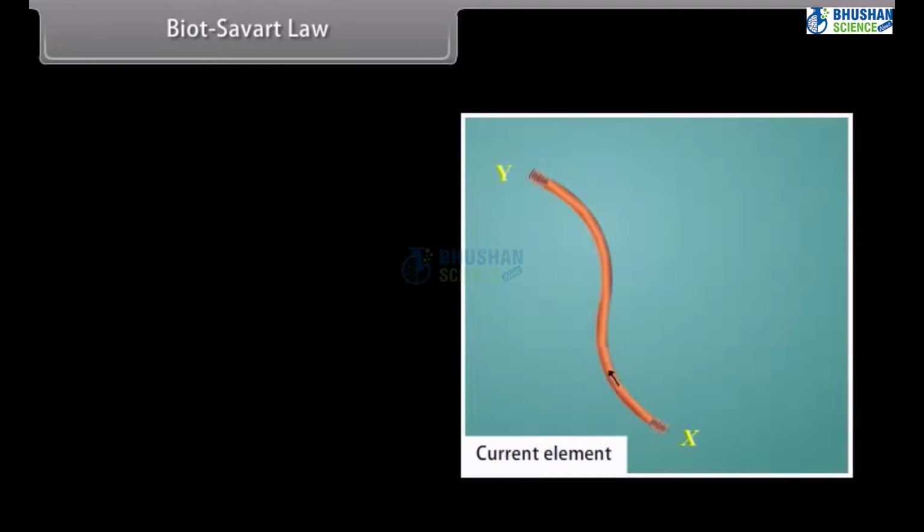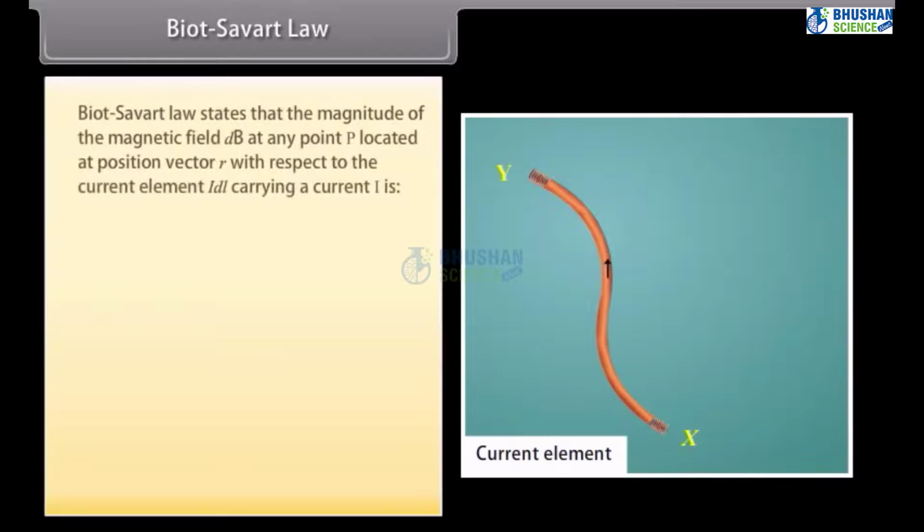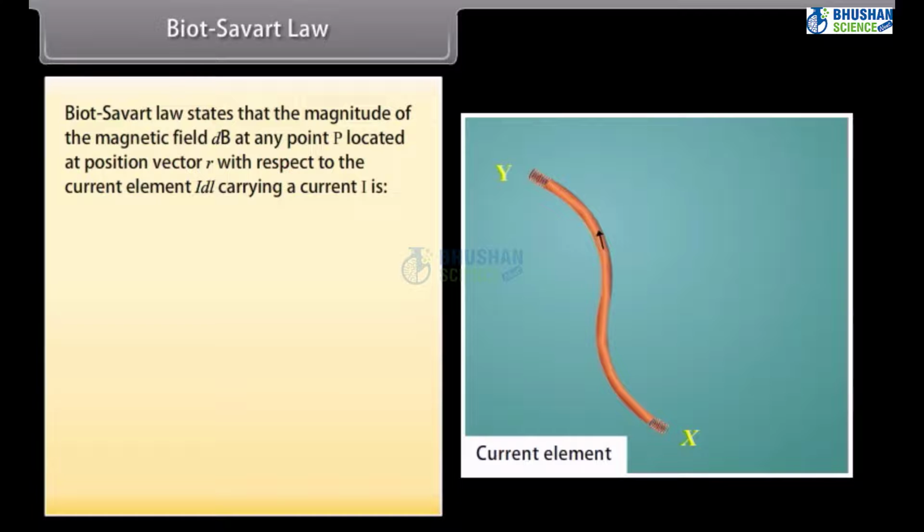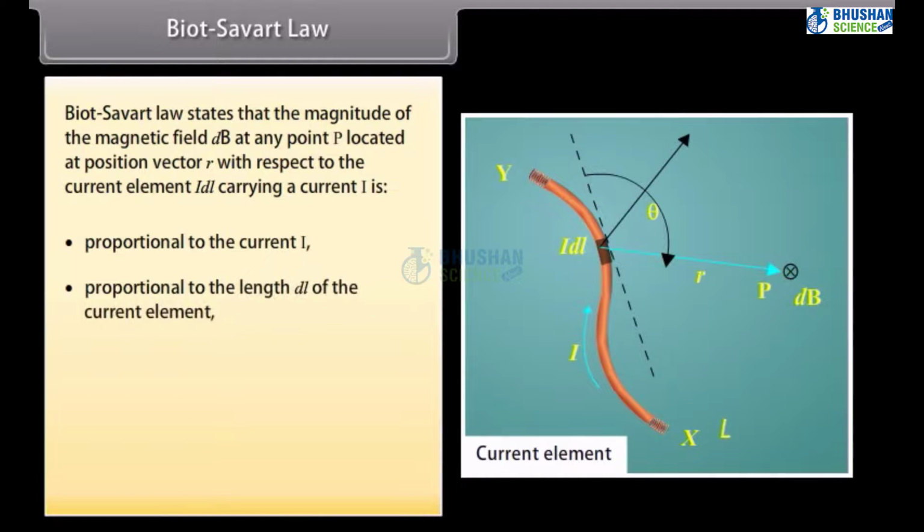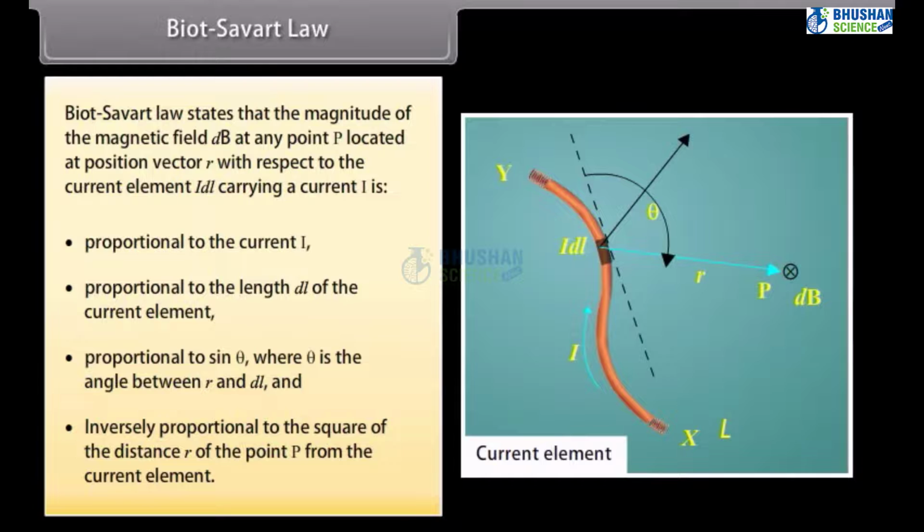Biot-Savart Law. It is a mathematical description of the magnetic field at a point that arises from a current flowing through a current element. Biot-Savart Law states that the magnitude of the magnetic field dB at any point P, located at position vector r with respect to the current element I dl carrying a current I, is proportional to the current I, proportional to the length dl of the current element, proportional to sine theta, where theta is the angle between r and dl, and inversely proportional to the square of the distance r of the point P from the current element.